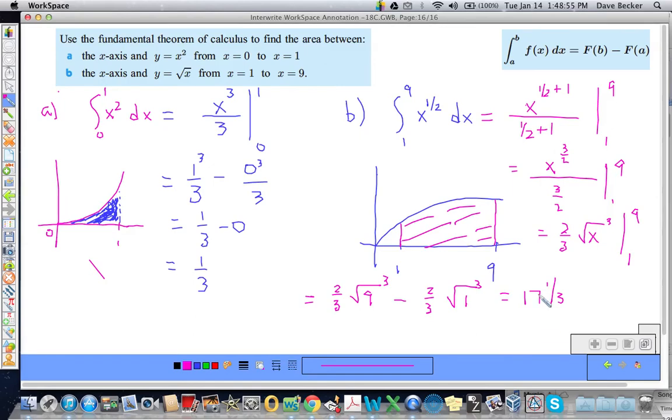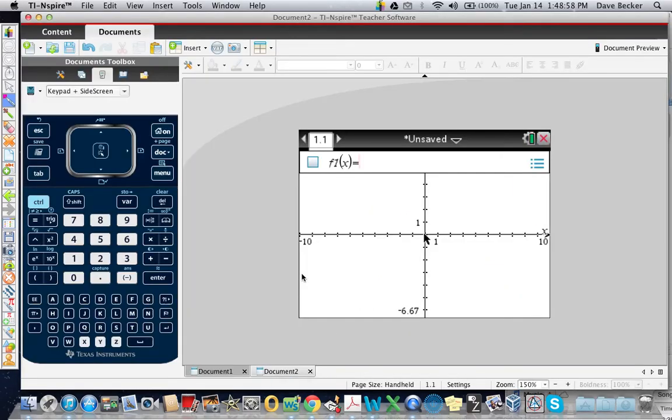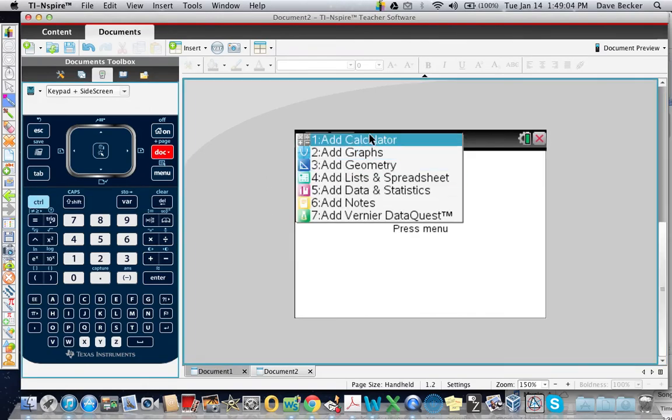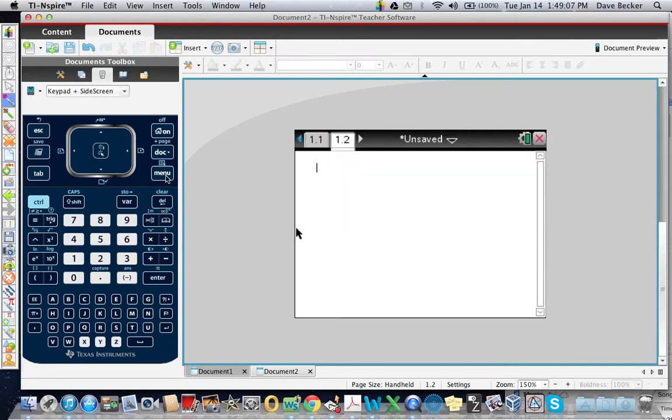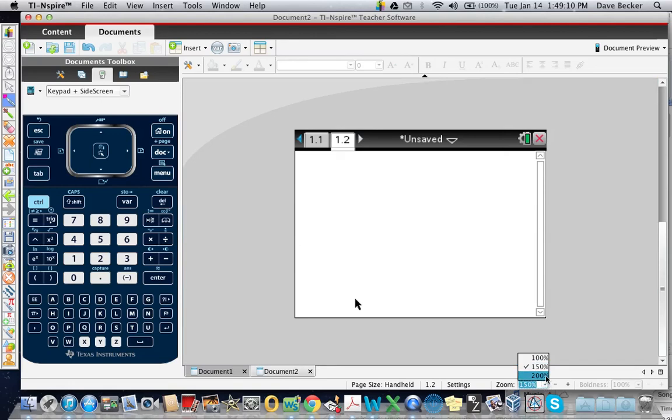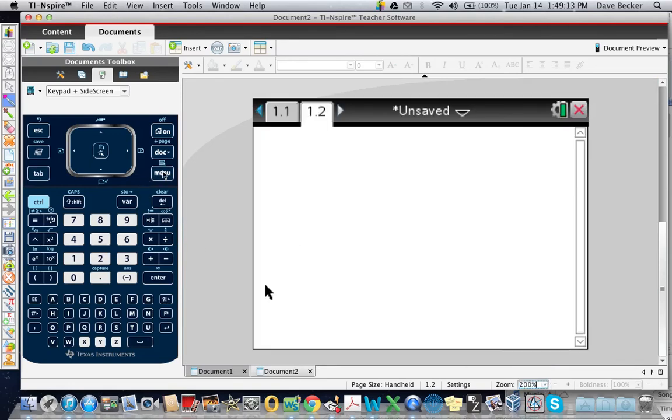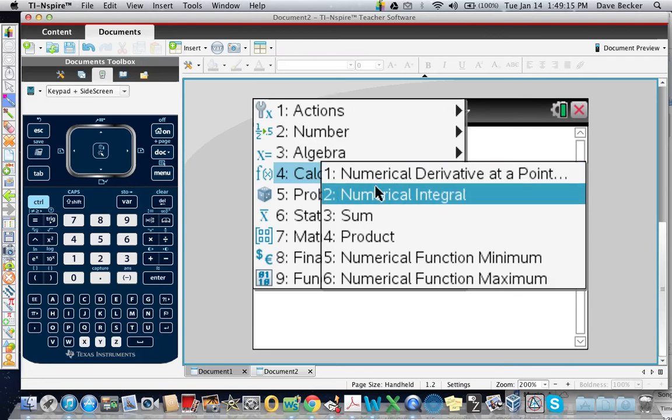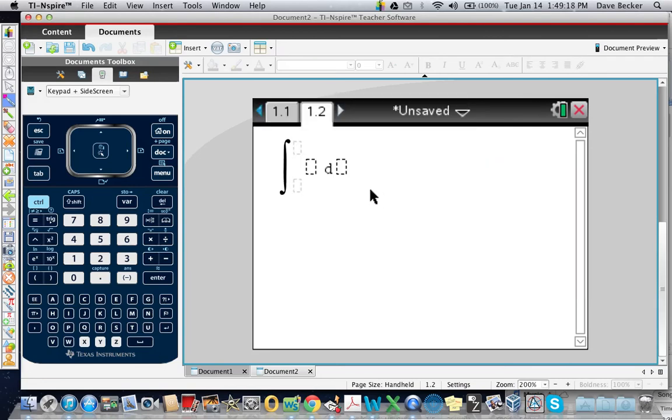Now, good news, you can do this on your calculator. Let me just add a page. I need a calculator. Let me make this bigger, 200%. We're going to go to menu, calculus, numerical integral, and all we have to do is put everything in. The first one was from 0 to 1 of x squared dx. Hit enter, and we get 0.33333, which we know is 1/3.